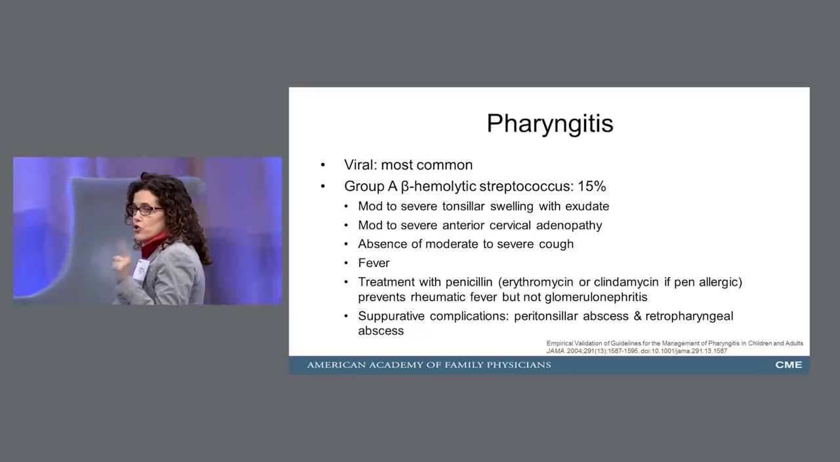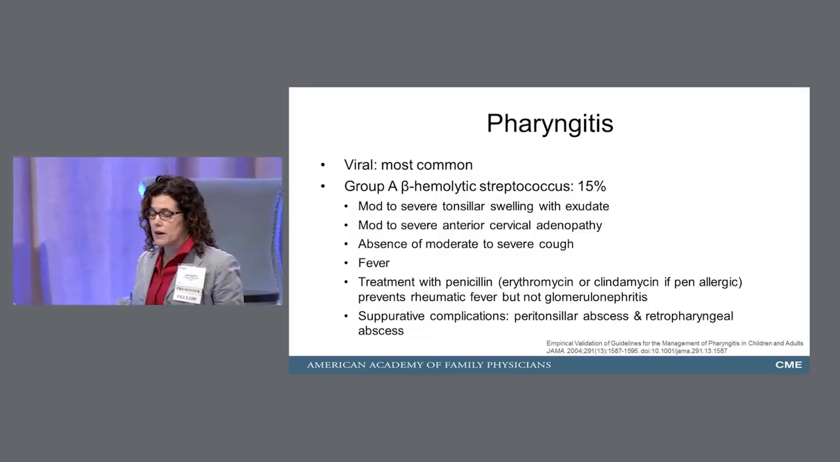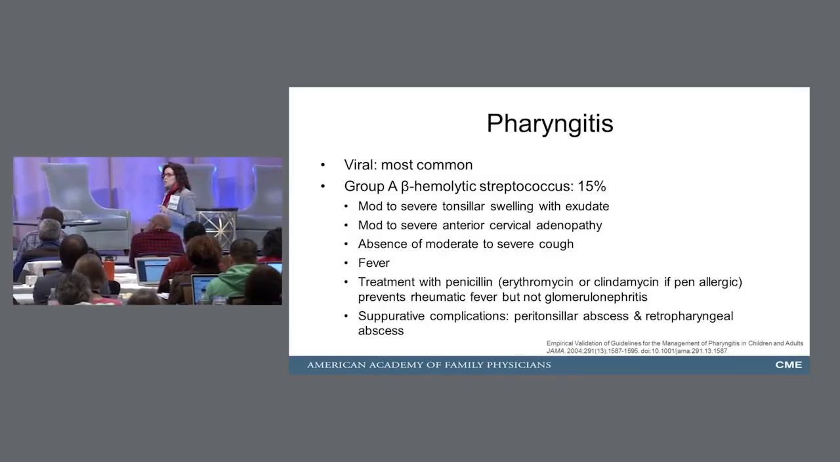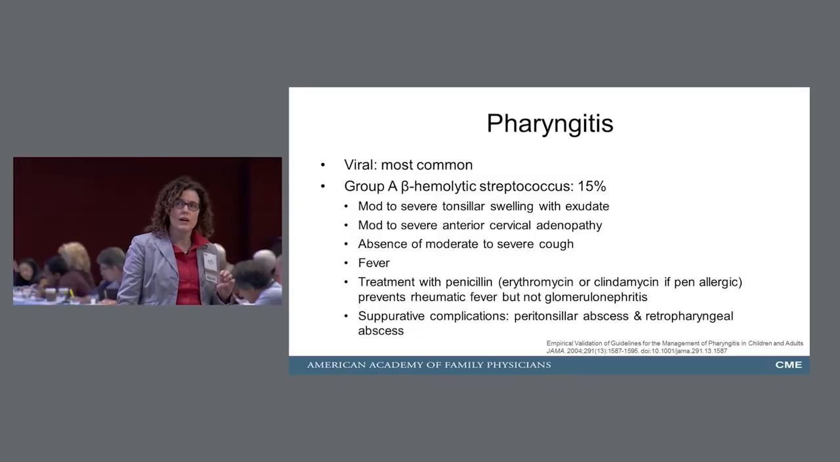If you have 2 or 3 of those, this is the time where you want to do your rapid strep test and then treat if positive. The treatment, of course, is penicillin, classic board question, which prevents rheumatic fever, but not that post-strep glomerulonephritis.